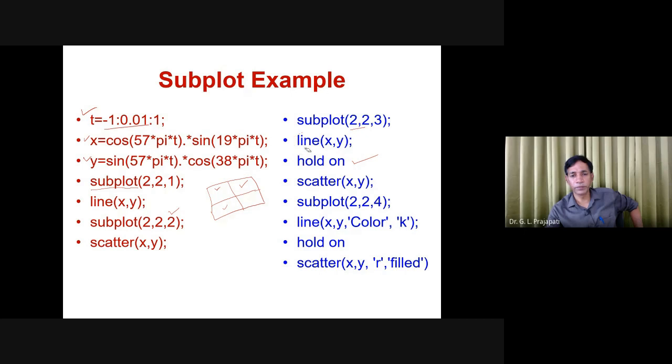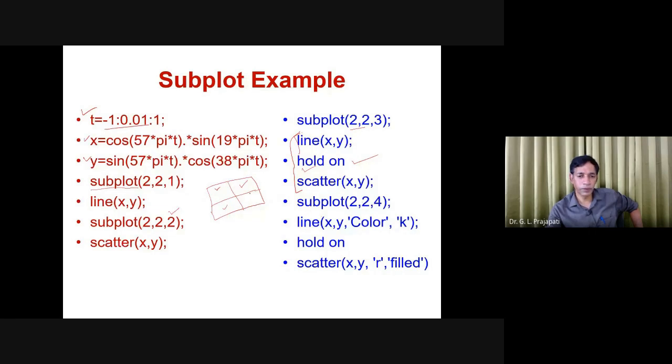So this is the subplot 2 to 3 location, and in this you are constructing two graphs. One is the line, and then in the same axis you are going to construct the scatter one. So that's why you are going to use hold on, because you have two graphs in this. Same. Now subplot 2 to 4.